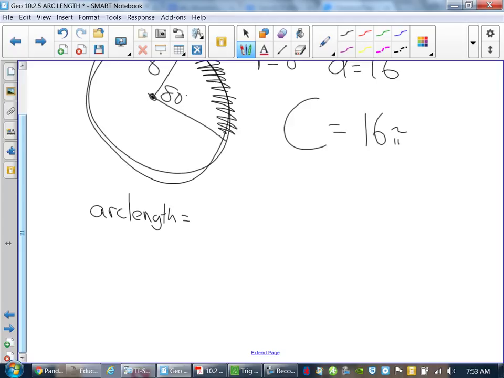Arc length is always going to equal your central angle over 360 times 2 pi r. Okay? It's a very basic looking formula, and there are going to be 3 different ways that we can write this out. So your arc length, bless you. What's another name for 2 pi r? Okay, times pi, correct.